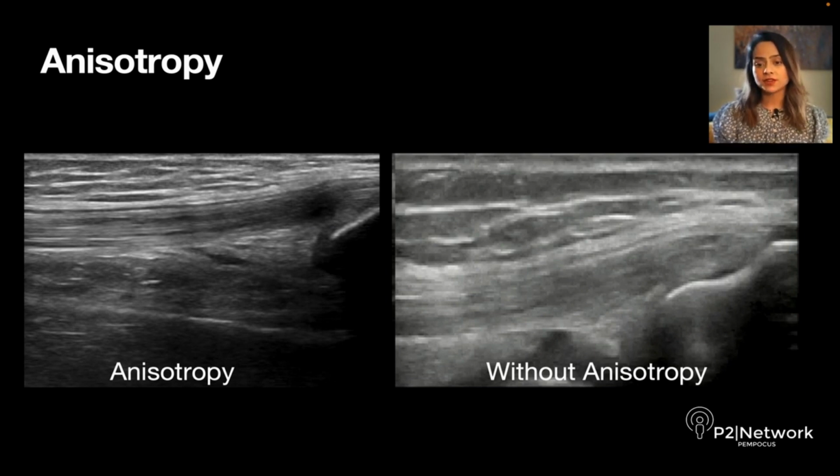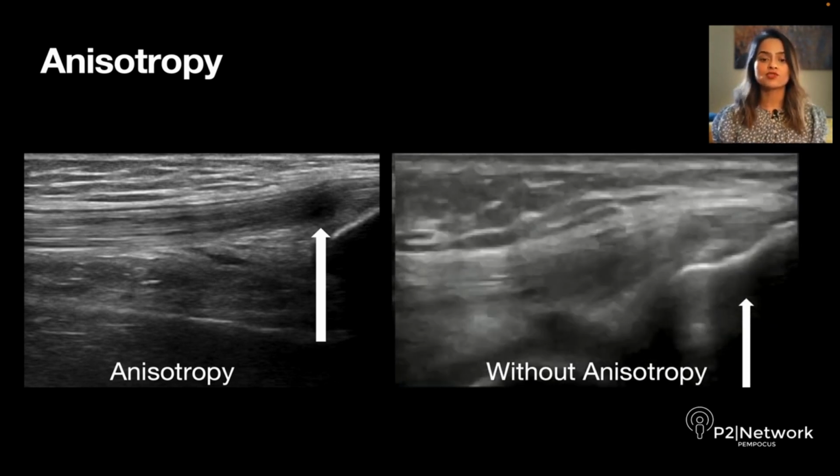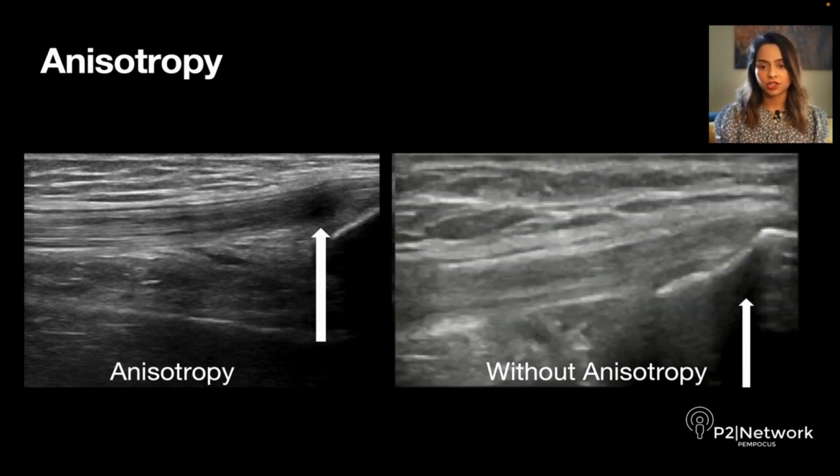Anisotropy is the property of tendons, nerves, and muscles to vary in their ultrasound appearance depending on the angle of inclination of the incident ultrasound beam. Simply put, because of anisotropy, a normal tendon can appear to have a partial rupture or a tear, such as here. This variation can be counteracted somewhat by ensuring that the transducer remains directly perpendicular to the tendon in both the transverse and the longitudinal planes.